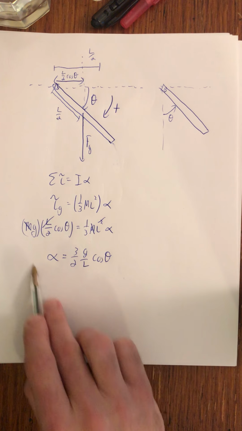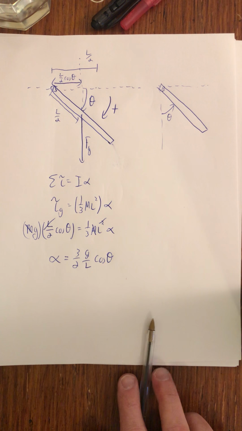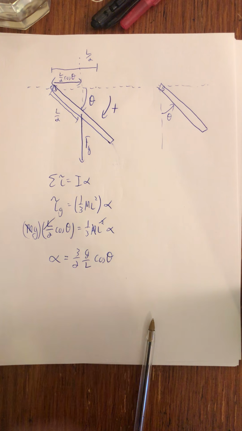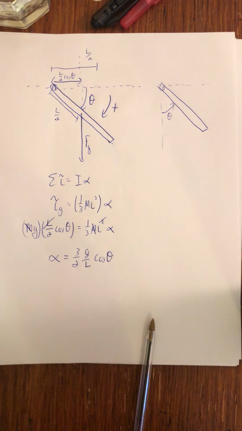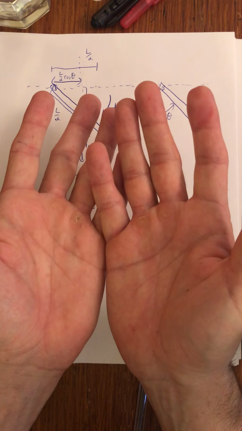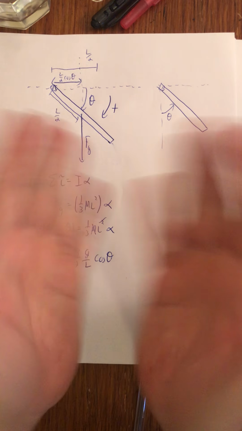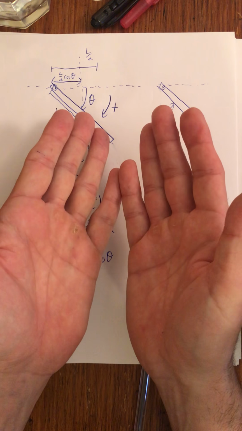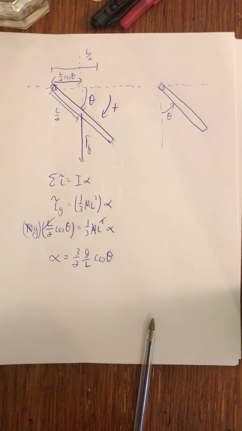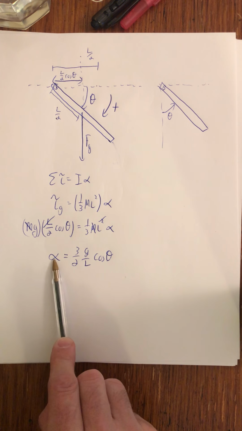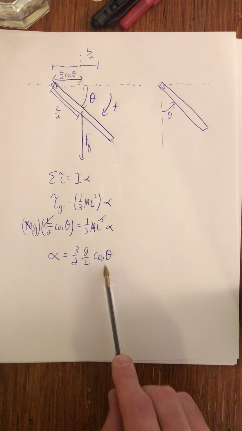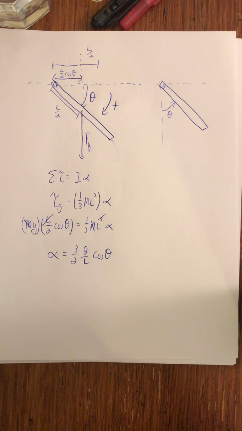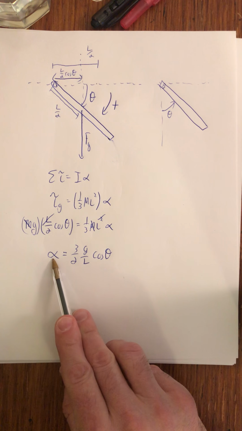So now alpha is not a constant. So how on earth are we going to do this? Like, how am I going to find omega as a function of theta? And hopefully that hand gesture let you know that what we're going to do is substitute, separate, and integrate, right? So notice here I have alpha and I have theta as my variables. So I need to do a substitution here.